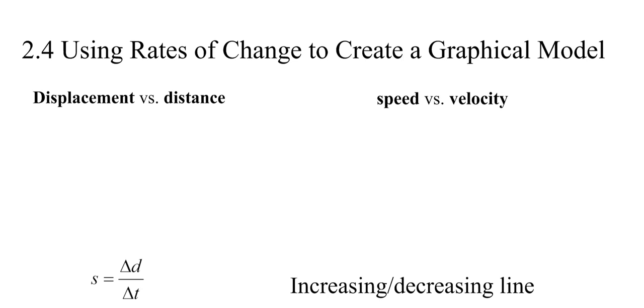This is Advanced Functions class, 2.4, using rates of change to create a graphical model. Okay, before we talk about that, we're just going to talk about displacement versus distance and speed versus velocity.